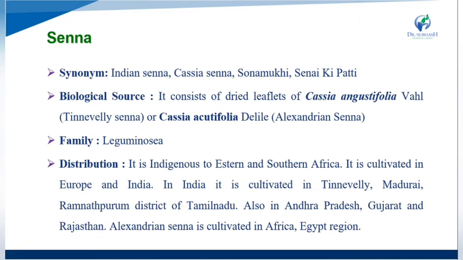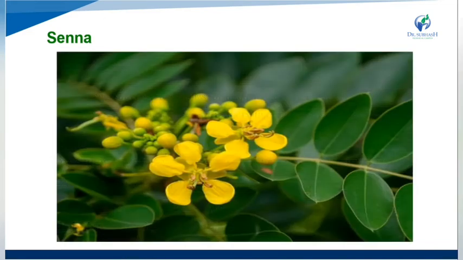And Alexandrine senna is cultivated in Africa, the Egypt region. Okay, in India we cultivate the Indian senna, and in the African region we cultivate the Alexandrine senna. Okay. So this is the plant of the senna, and also the fruit of the senna and the flowering of the senna.